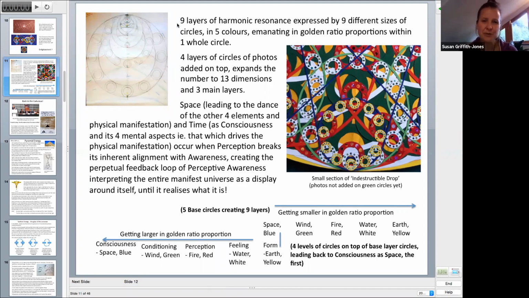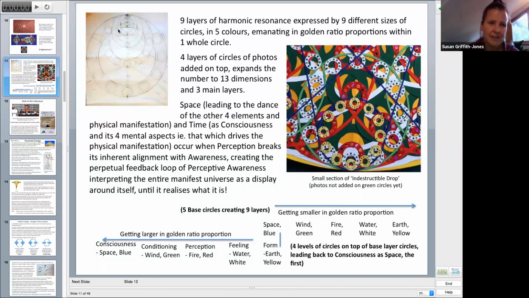So I've shown you this picture before. It just explains the Indestructible drop a bit more clearly, in the sense that when you see the picture in whole, you see this process where you've got 9 layers of harmonic resonance expressed by 9 different sizes of circles in 5 colors, emanating in golden ratio proportions within one whole circle. But because there are 1, 2, 3, 4, and in the bigger picture there are 9 of these, it's really difficult to see this emanation of these 9 layers.